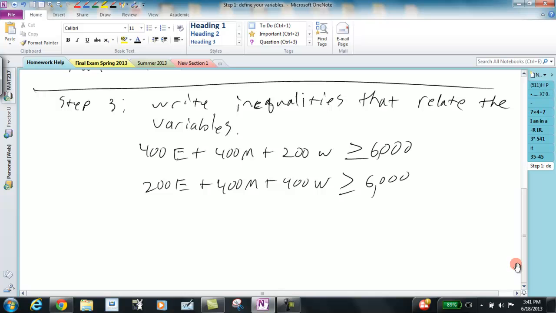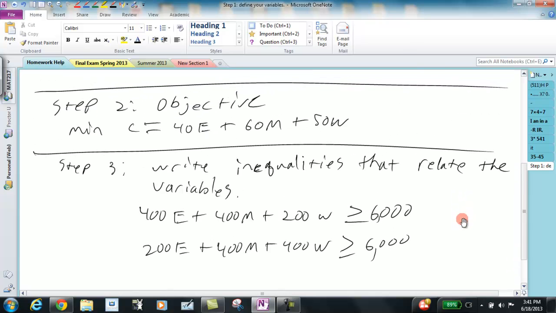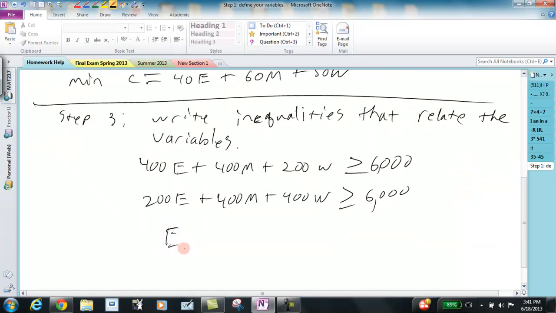So there's your setup. If you need help from this point, now we look at this and say, of course we have our real world constraints. East Coast, Midwest, and West Coast all have to be greater than or equal to 0. You can't have a negative number of mailings. So now we're going to look at this and say, how do I solve this problem? Can I graph it and look for the solution? Well, you could, but it's in 3D. That's not going to be fun.